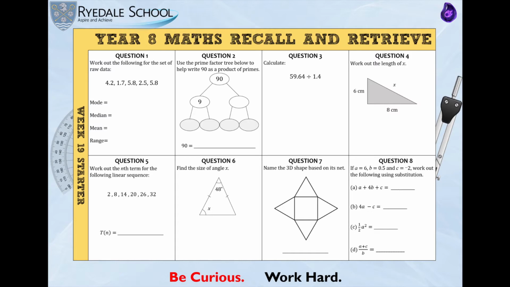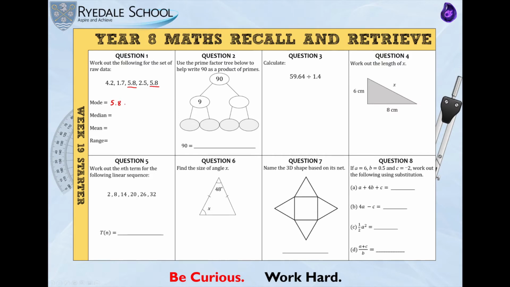So, question number 1. Work out the following for the set of raw data. We've got the mode, the median, the mean, and the range. We had one of these earlier in the year. The mode is the number that appears the most. So looking at these values, the number that appears the most is 5.8 because there are 2 of them.